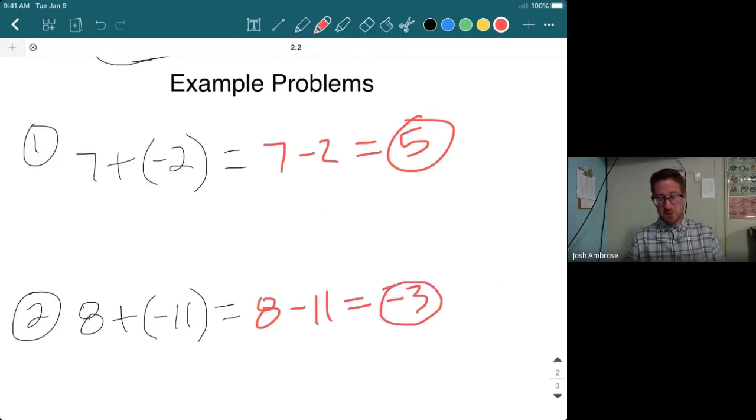If not, think of it this way. You got 8, but you got to take away 11. So if you take away 8, you're at 0. There's 3 more to go. That's going to get you to -3. All right.